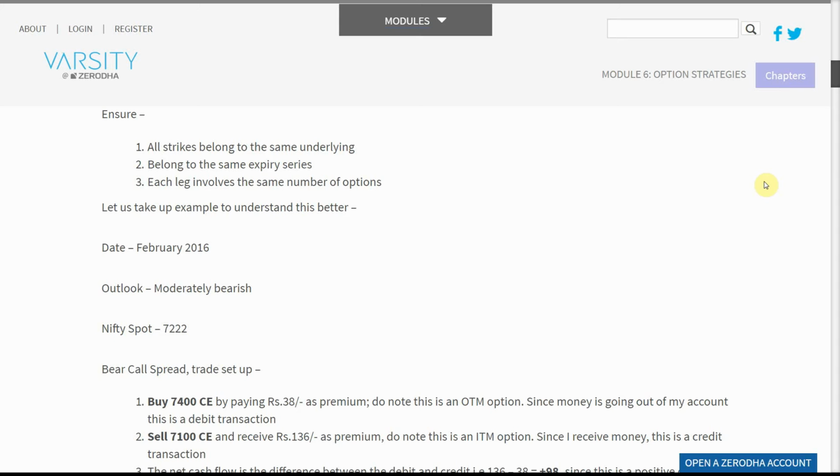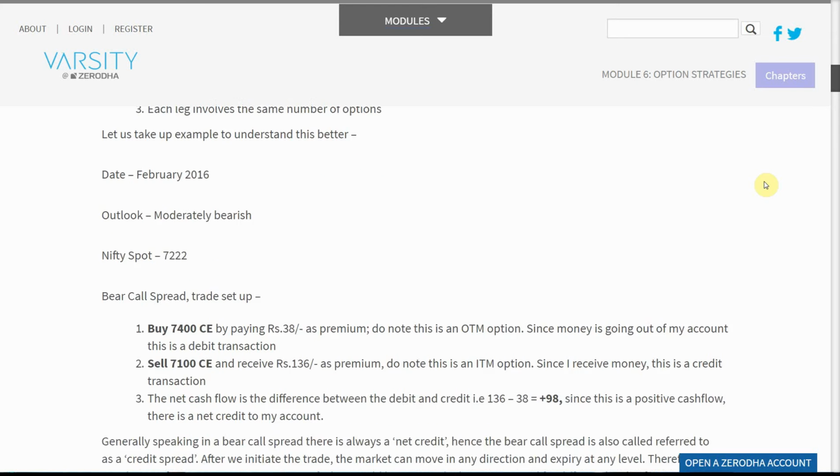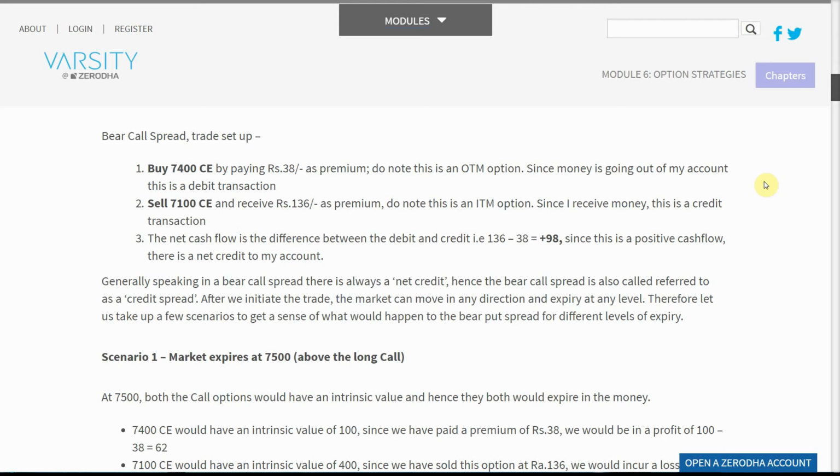Let us take up an example to understand this better. Date, February 2016. Outlook, moderately bearish. Nifty spot 7,222. Bear call spread trade setup. Buy 7,400 CE by paying 38 rupees per share as premium. Do note this is an OTM option. Since money is going out of my account, this is a debit transaction.